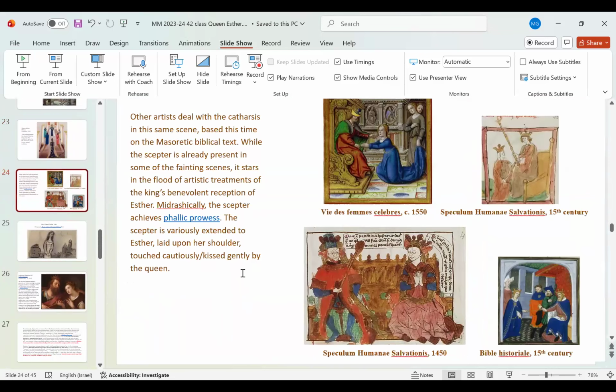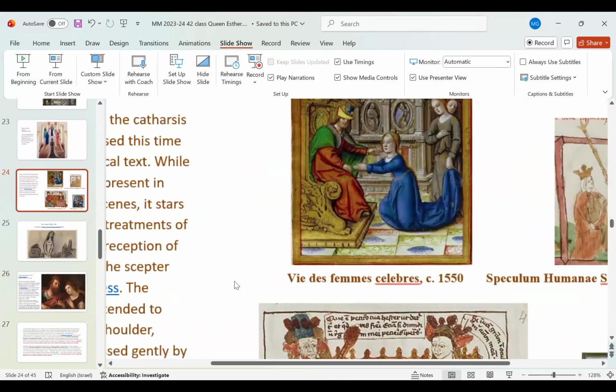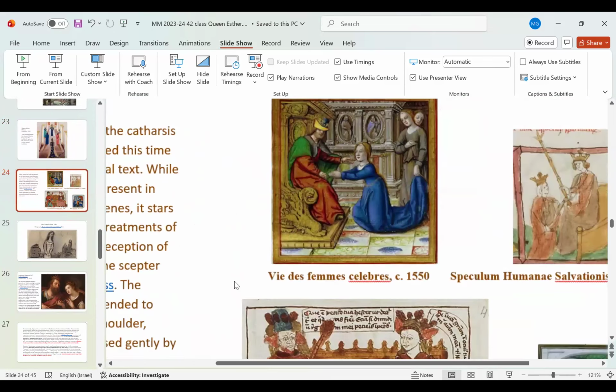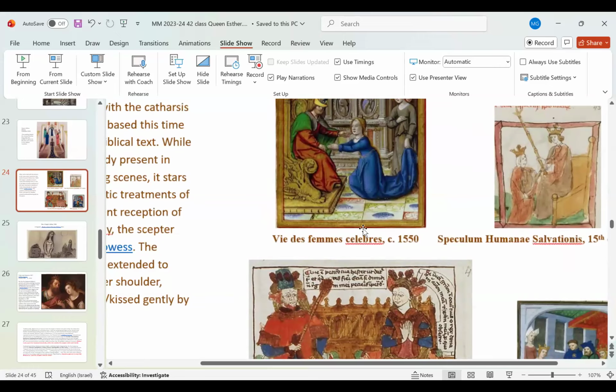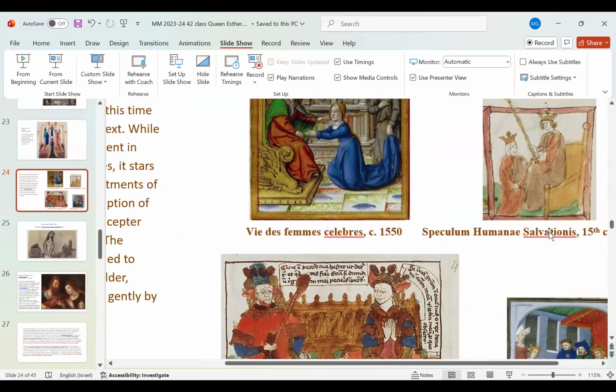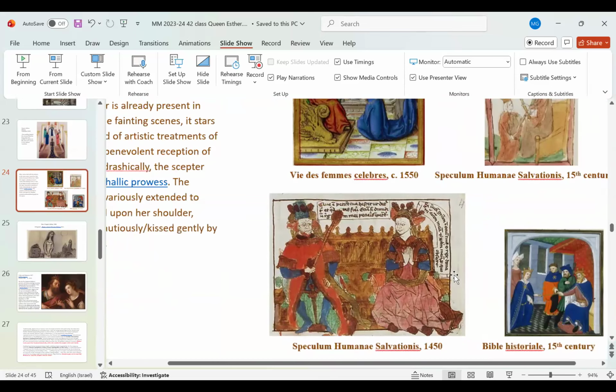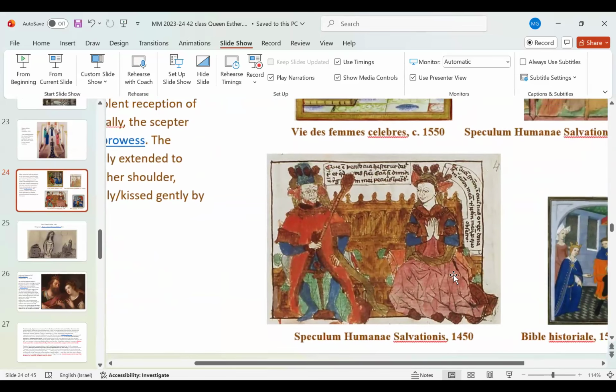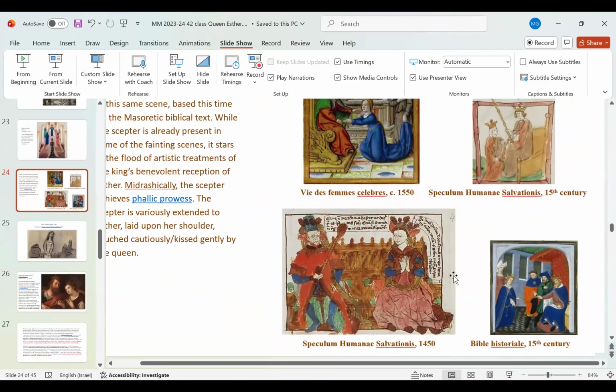And here we have the catharsis, right? Each one is different, all right? She's not fainting here, but she's begging the king. These are old stuff here. Here, look at this big phallic symbol here. Look at that, with the scepter. And here's another one, and here's another one down here.